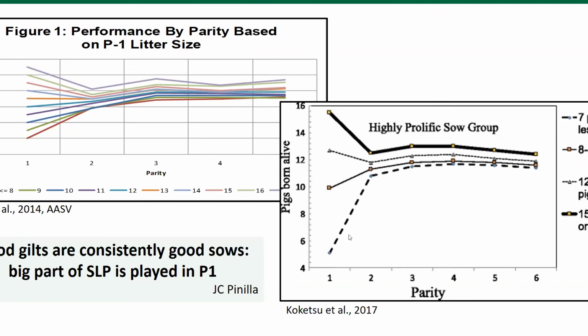Those gilts that have low litter size at first parity are going to have low litter size through their productive life. As Dr. Juan Carlos would say, good gilts are consistently good sows. And this is really why a good gilt management program is so essential. So, sounding like a broken record again, one of the actions is to make sure you have a good gilt replacement strategy in place to be able to maximize your performance.